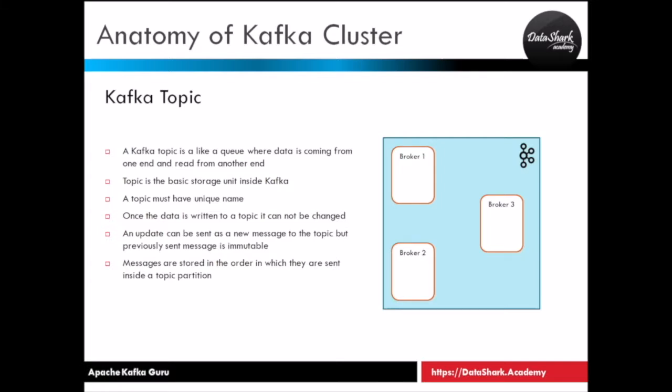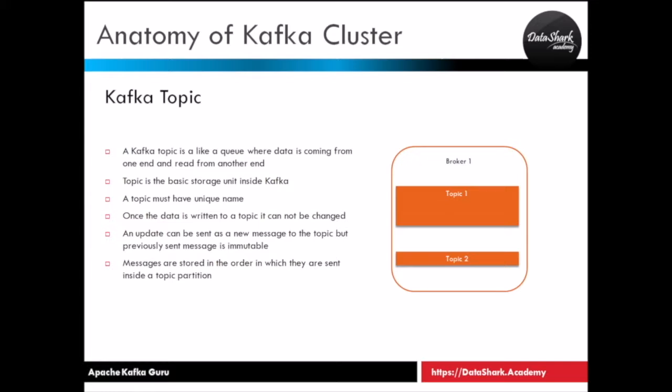Inside a broker, you can have one or more Kafka topics. As you can see here, broker 1 has Kafka topic 1 and topic 2. Broker 3 has only Kafka topic 2 and broker 2 has Kafka topic 1. Alright. A Kafka topic is like a queue where data is coming from one end and read from another end. This is the basic storage unit inside Kafka.